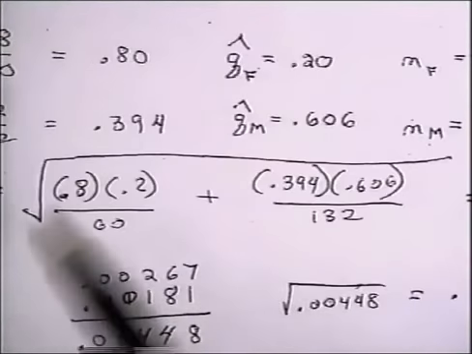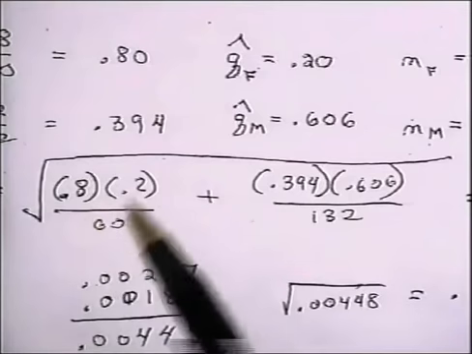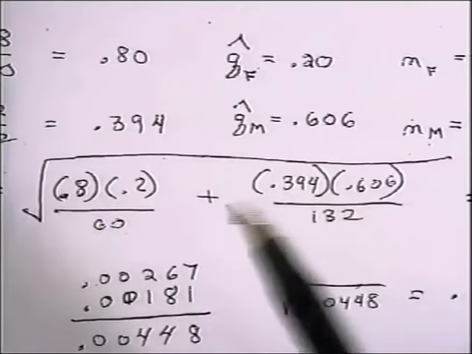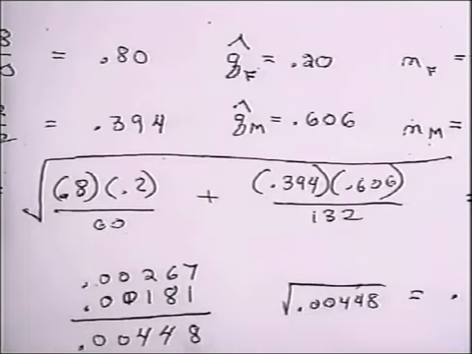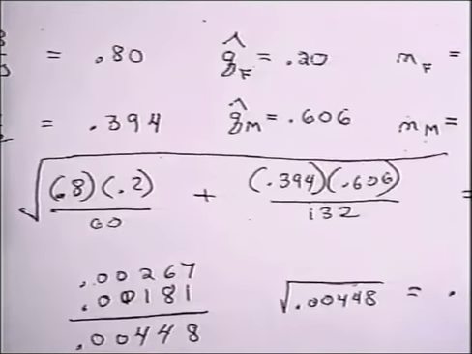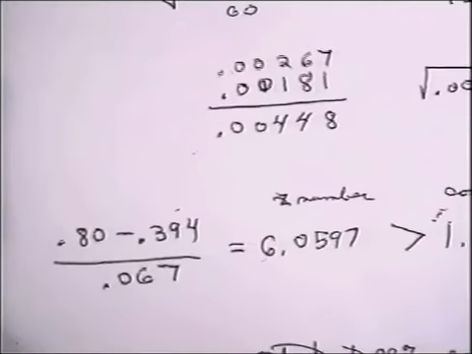Let's go back over that. P times Q over N for one sample, PQ over N for the other. I add them first, then I take the square root. Now, doing my test. Let's just slide down here. What do I have?